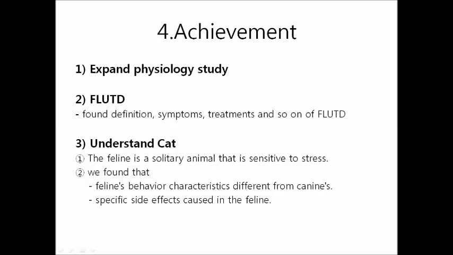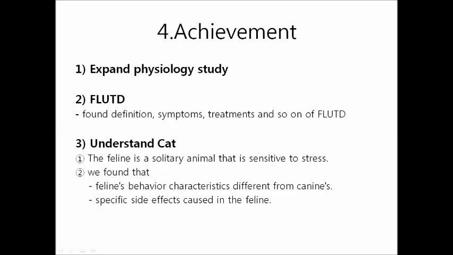First, expand physiology study. We learned deeply about the standard physiology course by studying a clinical case. Second, FLUTD. We found the definition, symptoms, treatment, and so on of FLUTD from references, so we can explain it. Third, understand cats. We found that FLUTD results from environment-related stress and arises idiopathically.